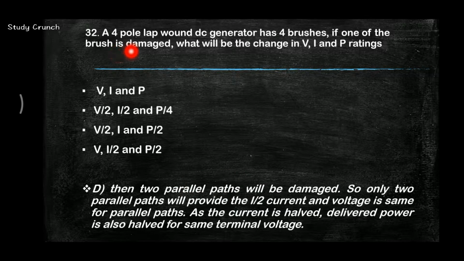Next, a 4-pole lap wound DC generator has 4 brushes. If one of the brushes is damaged, what will be the change in V, I and P ratings? The answer is: V will remain V, I will become half, and P will also become half, because then two parallel paths will be damaged. So only two parallel paths will provide I by 2 current, and voltage is the same for the parallel paths. The current is halved and the delivered power will also be halved.